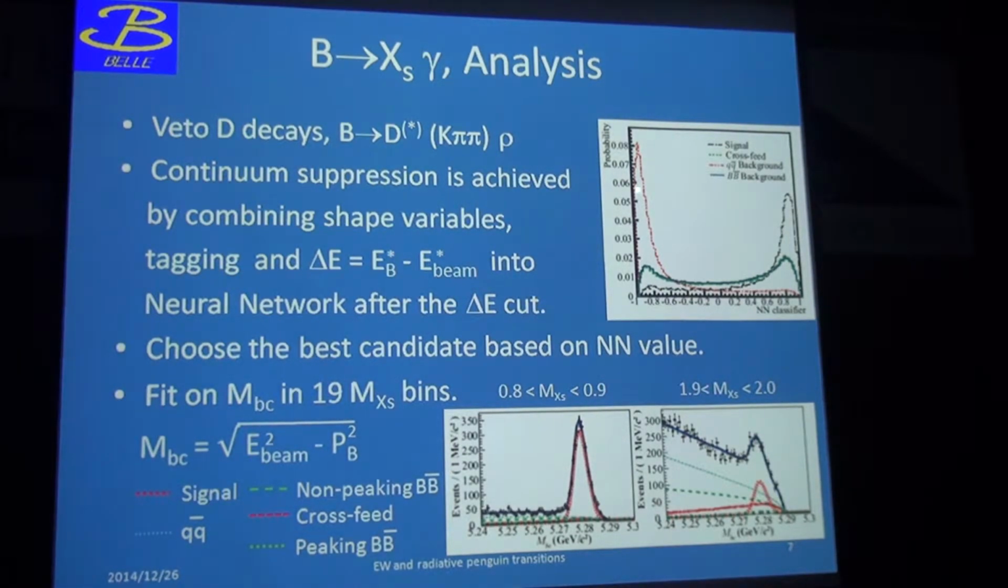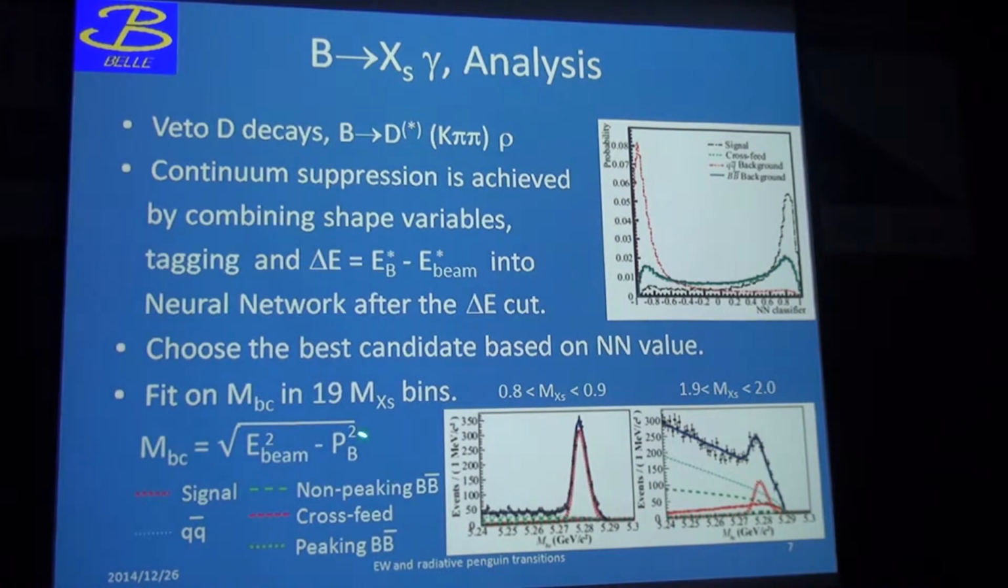Here shows the neural network output. On the right-hand side, you can see the signal distribution looks like this, and the background populates more in the -1 region. Okay, with this we can make a simple cut to perform the first level of background suppression. After that, we choose the best candidate with the best neural network output value.